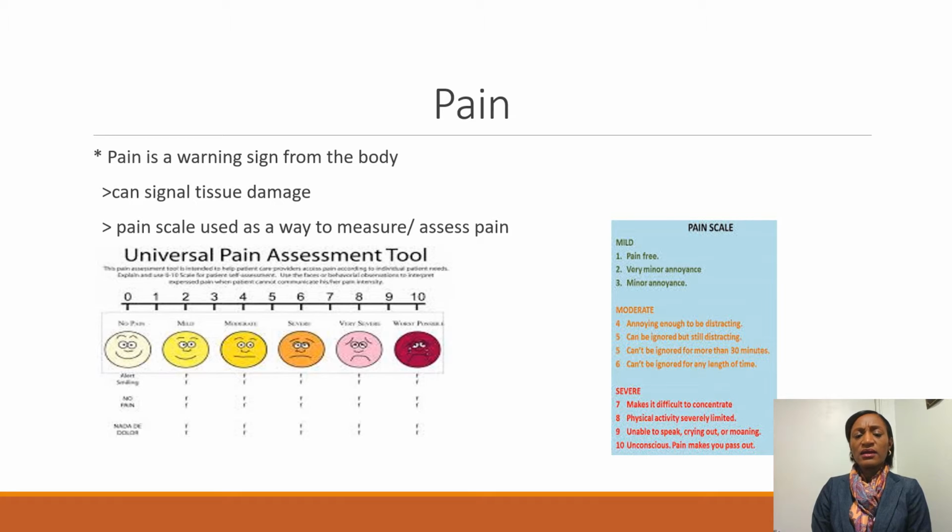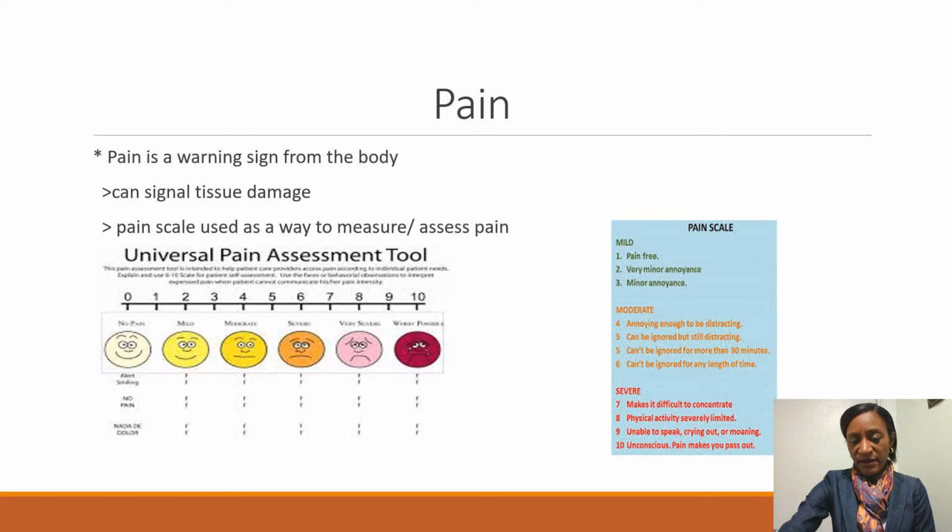To measure pain, most facilities now are using the pain scale, and it's a way to measure and assess a person's pain. Here I have a picture of a pain scale, the Universal Pain Assessment Tool, and it's basically a facial expression scale that's showing you a regular smiley face would represent either no pain or at least very little or minor pain discomfort. And as it progresses to the higher numbers, of course, the pain is progressively worsening.